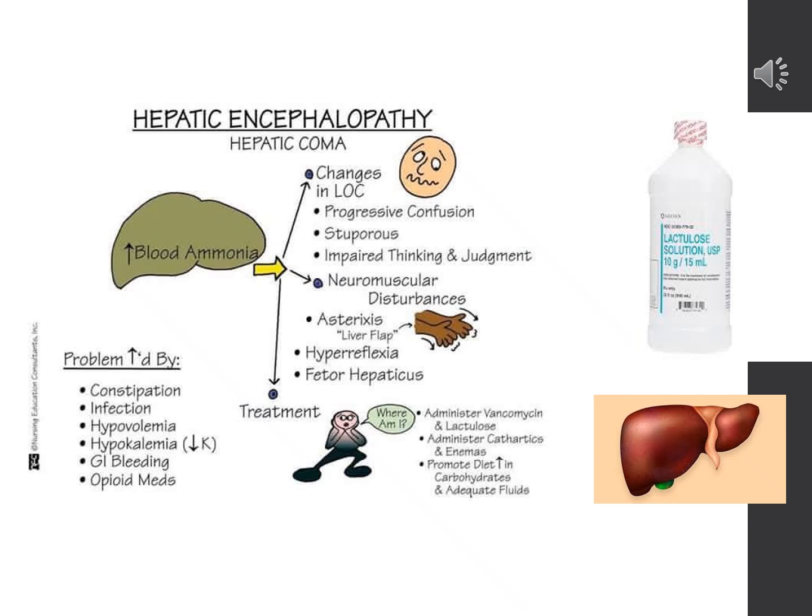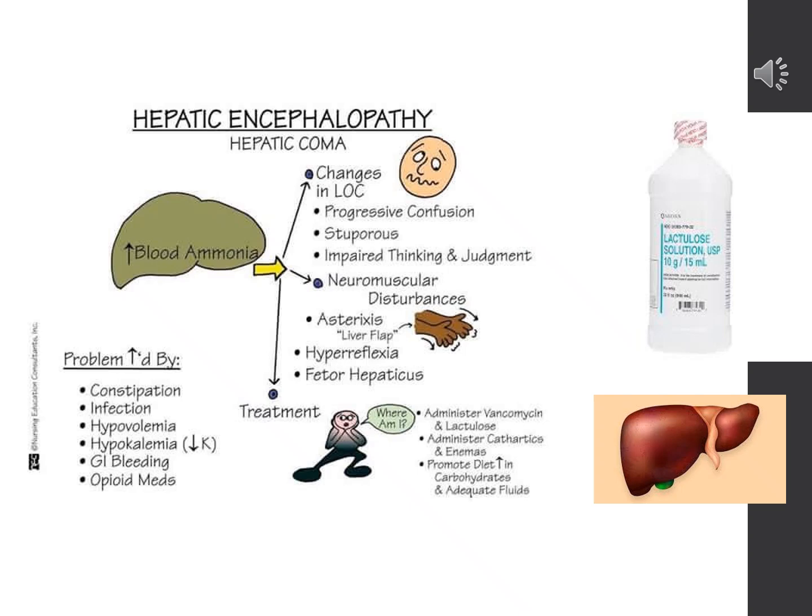Okay, so now we're going to talk about hepatic encephalopathy. So hepatic encephalopathy is going to be due to those increased high levels of ammonia. And this is usually found in patients who have liver cirrhosis. This is a life-threatening complication. It can lead to coma and can lead to death, but it is reversible. So the good news is we can catch it early, we can prevent it, and we can keep our patients safe.